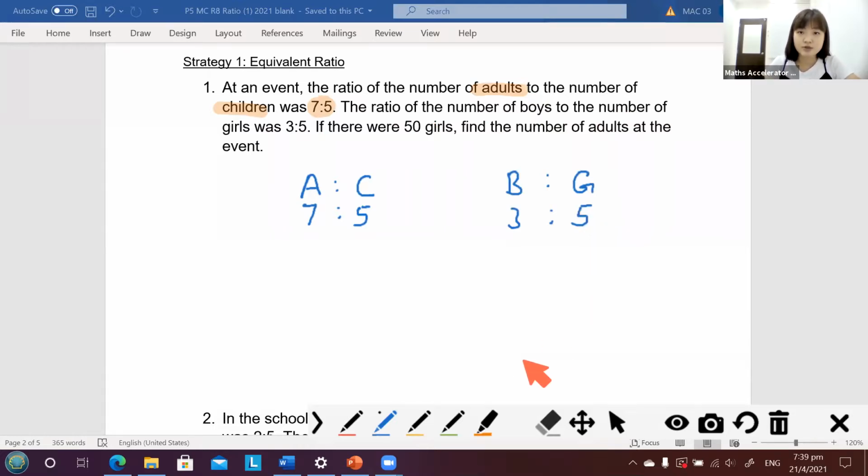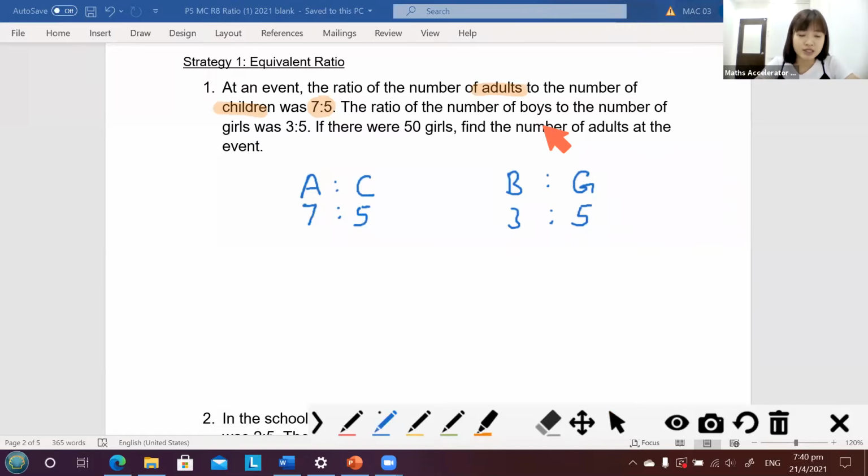Right, so don't put girls to boys, 3 to 5. That would be wrong already. They say boys to girls, so it has to be boys to girls, 3 to 5. Okay, so step 1 done. Already written down the ratio.